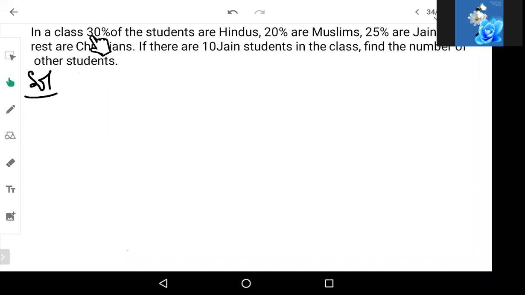Now every piece of information is given in the form of percentage, and for the Jain students, along with the percentage, they have given us the number of students also. So in this we have to analyze how many students there are, and along with that we will be solving the problem. Now let us get started.